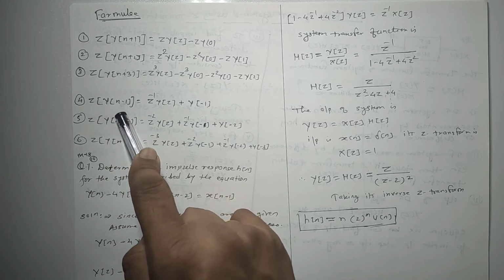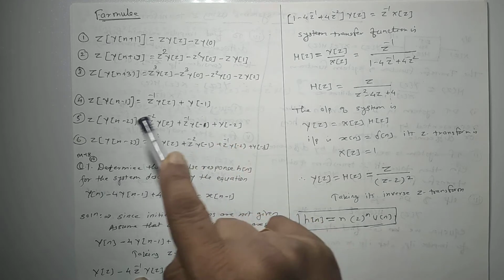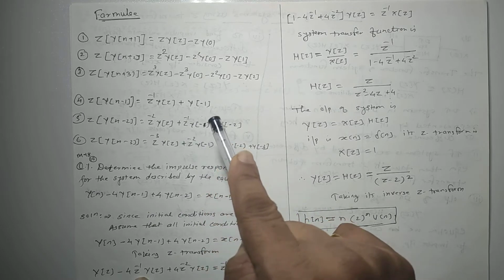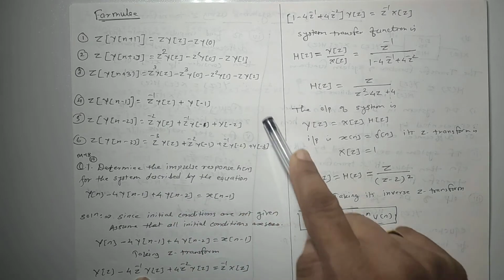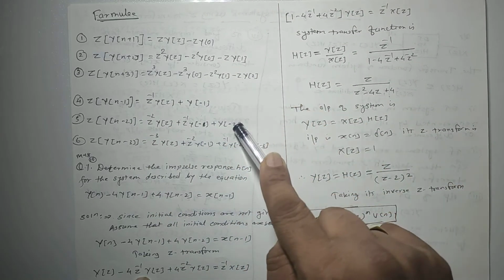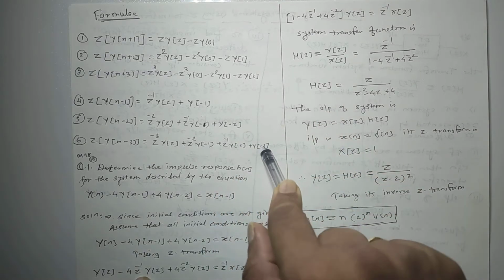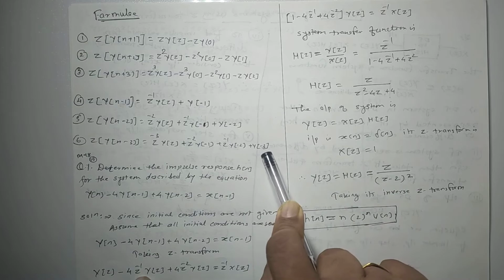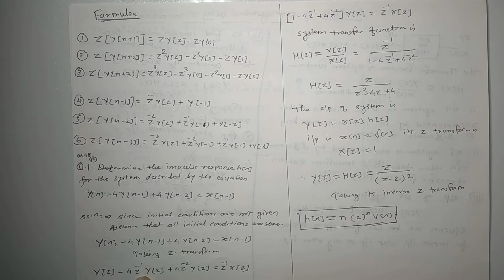So the z transform of y(n-1) is equal to z raised to minus 1 Y(z) plus y(-1). The z transform of y(n-2) is z raised to minus 2 Y(z) plus z raised to minus 1 y(-1) plus y(-2). Okay, so these are the formulas. Here again we say that y(-1), y(-2), y(-3) are the initial conditions. If it is not given in a problem, assume that the initial conditions are 0. A system with initial conditions 0 we call an initially relaxed system. For an initially relaxed system, all initial conditions are 0.